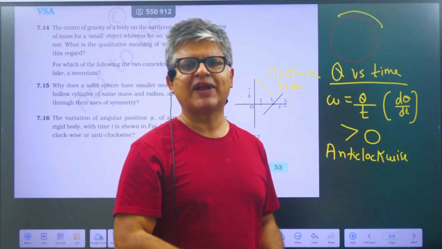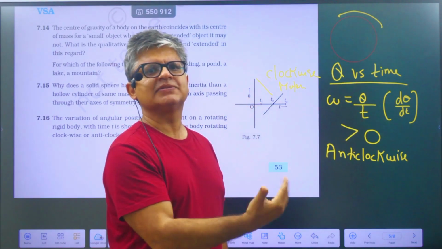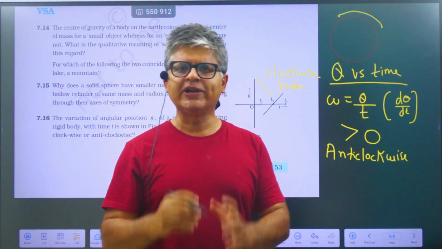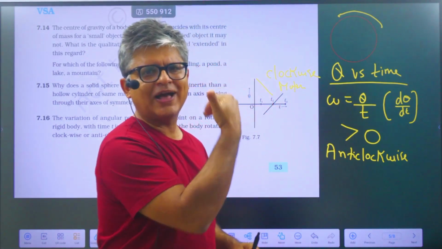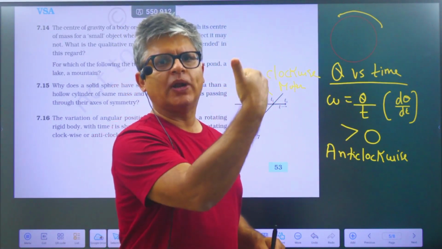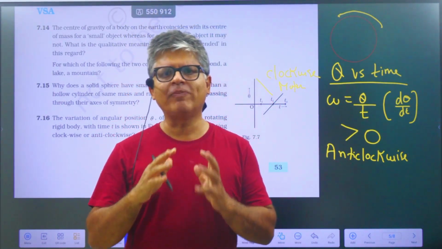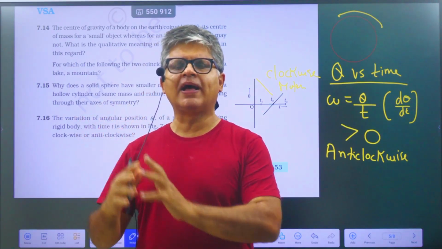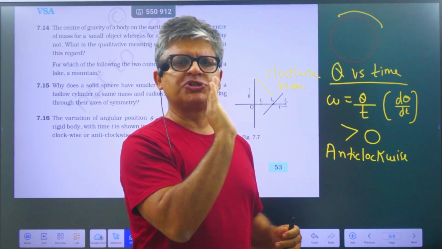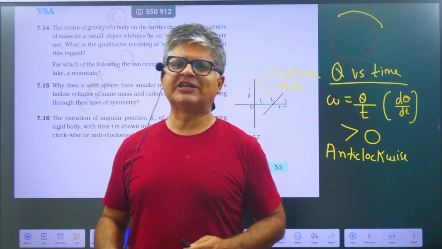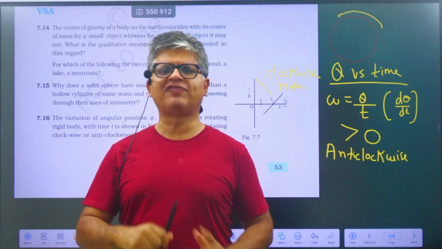Outward means positive, right? So if the body is rotating in anti-clockwise direction, we already know omega is greater than 0. From the thumb rule perspective also, the omega vector is outward. So you should know when you see omega, how do you represent omega with the help of a vector? Using the thumb, where the right hand is used to show the actual direction of rotation. I hope this is the exam tip which you will find useful. Thank you very much.